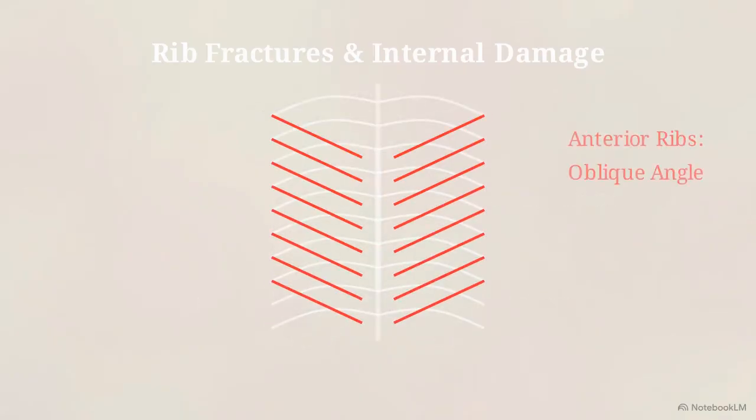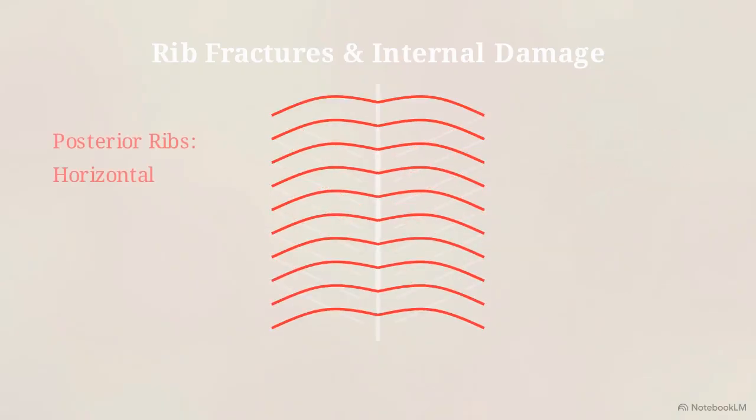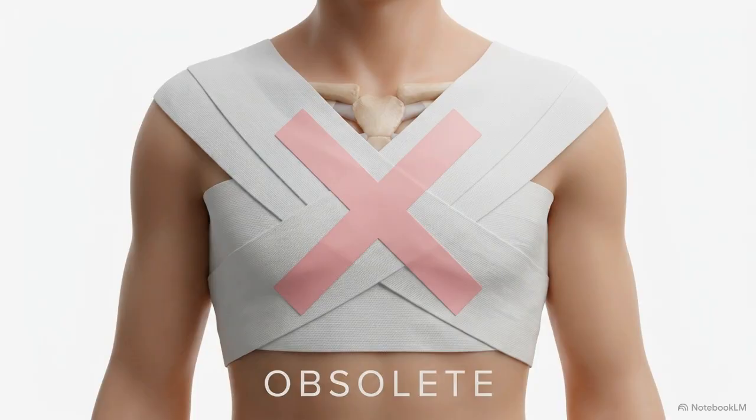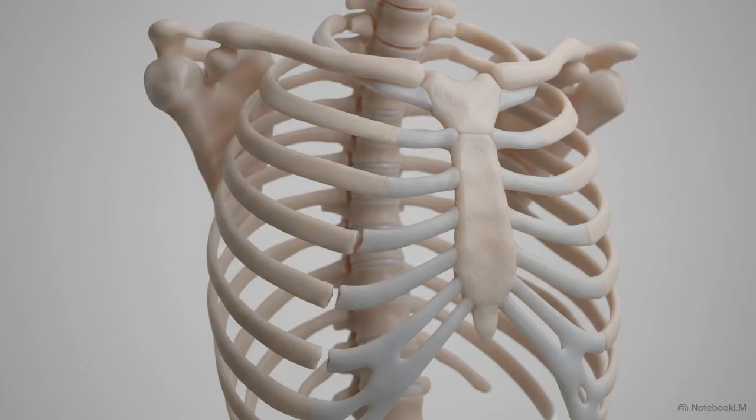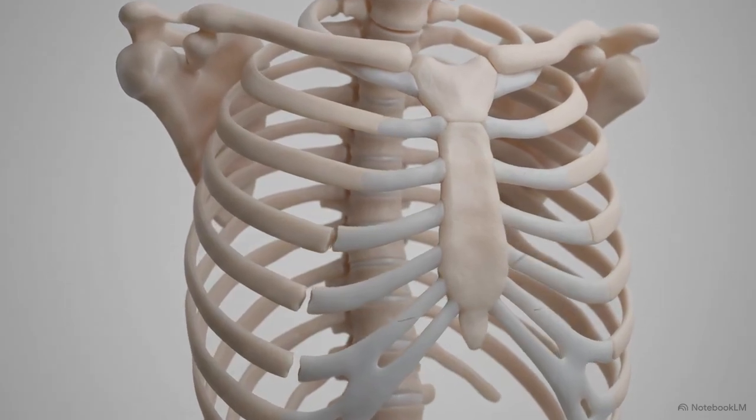On AP films, anterior ribs appear oblique. Posterior ribs present horizontally. The primary management directive for simple rib fractures is adequate analgesia. The obsolete practice of tight chest strapping is strictly condemned because it restricts ventilation and promotes pneumonia. A more severe mechanical failure is flail chest.